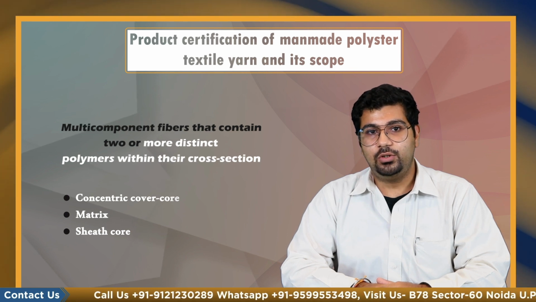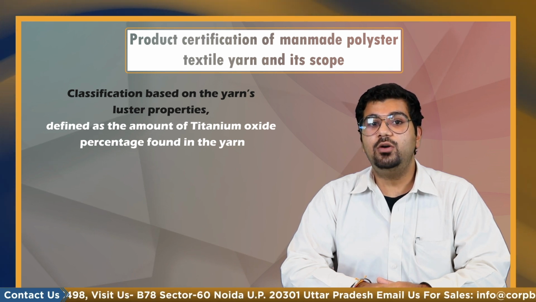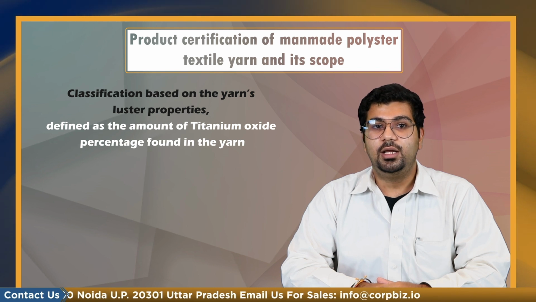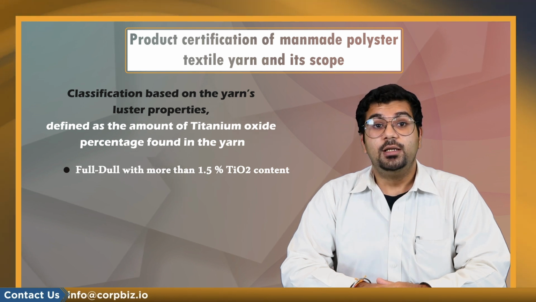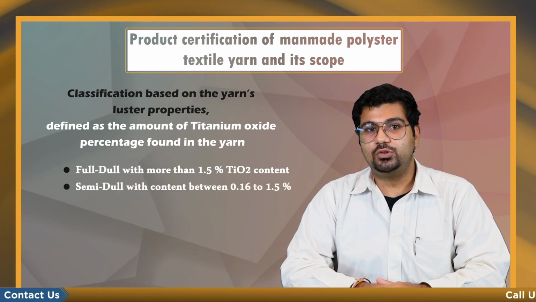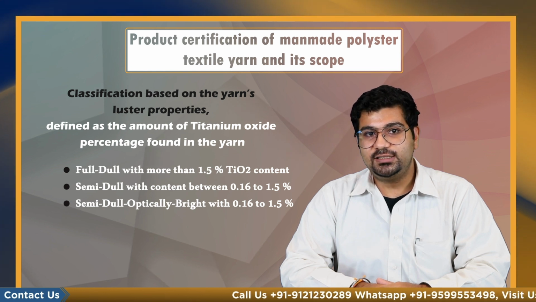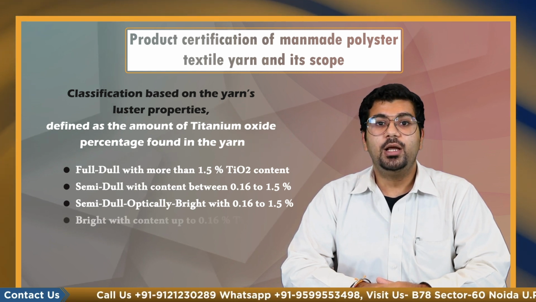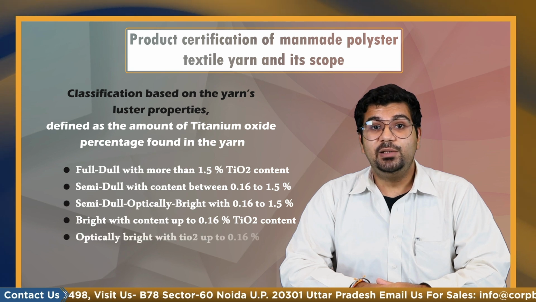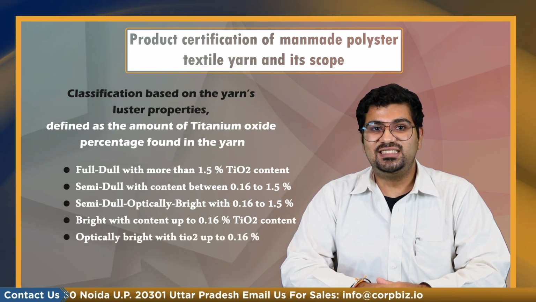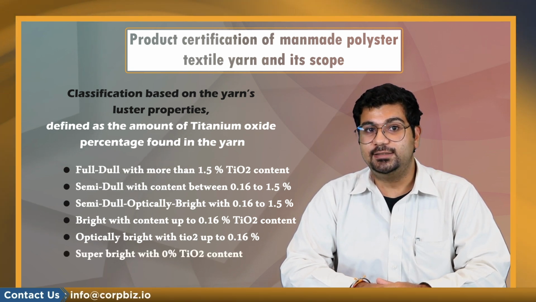Now that the classification based on yarn cross-section is done, next is the classification based on the yarn luster properties, defined as the amount of titanium oxide percent found in the yarn. It is categorized as full dull with more than 1.5% titanium oxide content, semi-dull with content between 0.16 to 1.5% TiO2 content, semi-dull optically bright with 0.16 to 1.5% TiO2 content, bright with content up to 0.16% TiO2 content, optically bright with TiO2 content up to 0.16%, and lastly super bright with no titanium oxide content as in 0%.